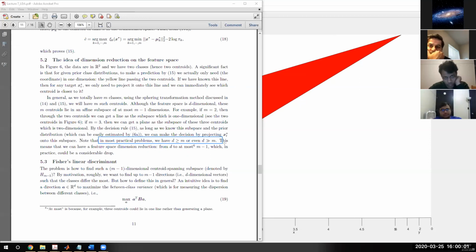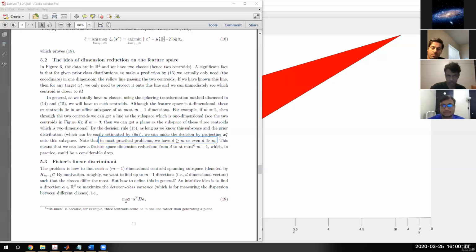In most practical problems, you're going to have something like this. Then the problem is that for each class, I'm going to have a centroid, right? So for M classes, I'm going to have M centroids, right? So this tells me that I don't have to really look at the data in this original D-dimensional feature space. I can actually have a look at the data in the space that is spanned by these centroids.